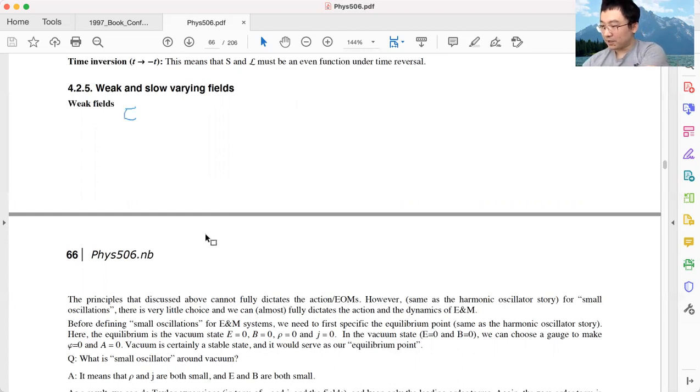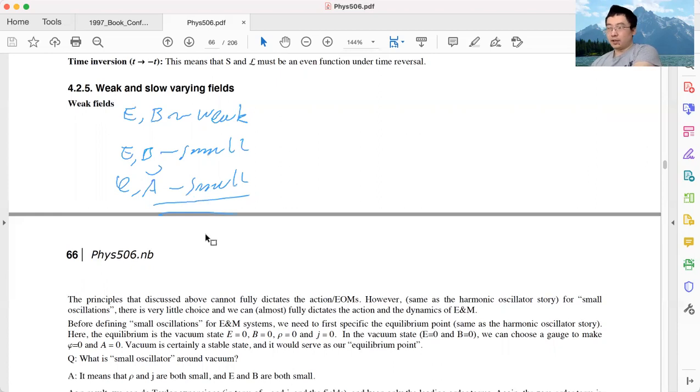Say, for example, if I consider my E and B field, I want my E and B field to be weak. In other words, I want my E and B to be small. Or if we are using scalar and vector potential, we want them to be small. And that's what weak field means.